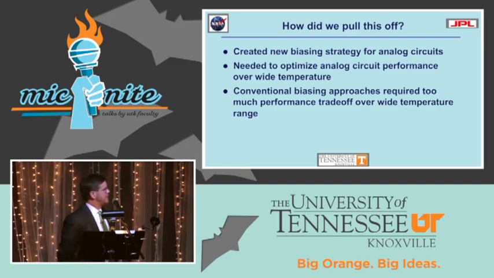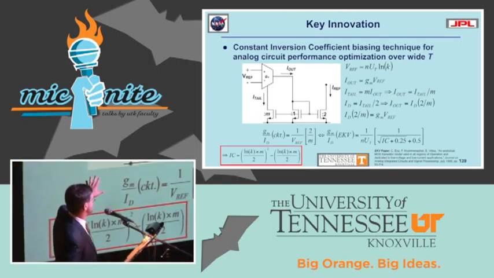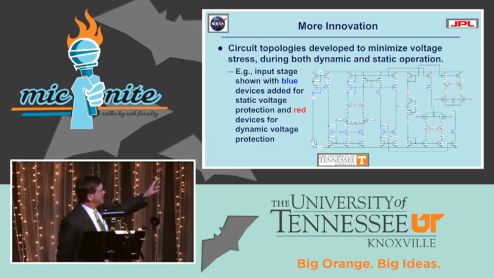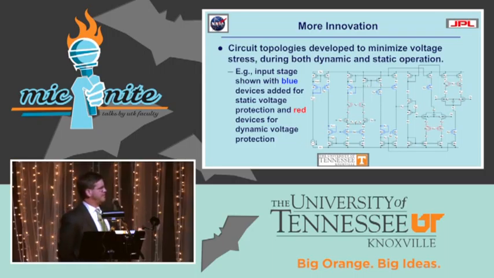And a new biasing strategy, and this led to a key innovation for this work. All the conventional biasing approaches for analog wouldn't cut it. It required too much performance compromise over this very wide temperature range, the 300-degree swing, if you will, for the specification. And so here's another technical slide, double E. There has to be a schematic and some math. But basically, the personality of each transistor or device is quantified by a thing called inversion coefficient, and we found a way to maintain constant transistor personality over very wide temperature, and that was a huge innovation by one of the students, led to a patent. And we also developed clever circuit topologies themselves that would manage voltage stress over both dynamic and static conditions. And so that was a key important innovation also that made this work reliable by design.